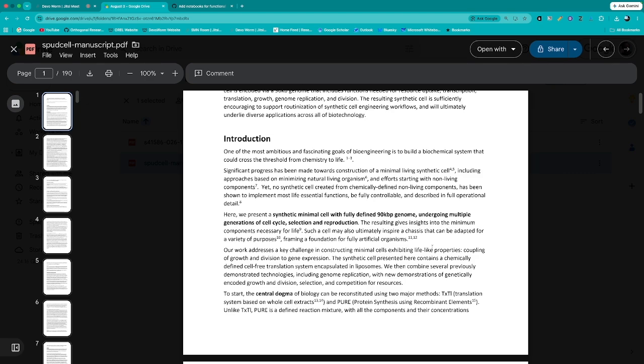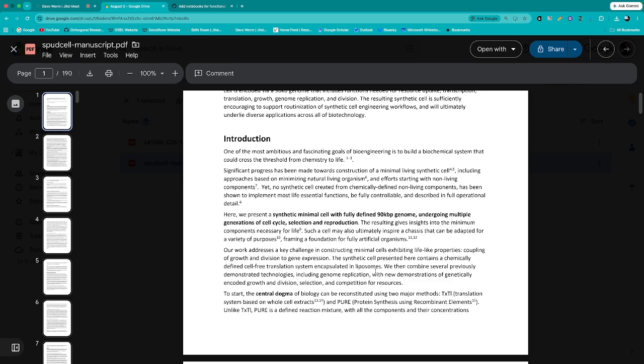with that machinery. The synthetic cell presented here contains a chemically defined cell-free translation system encapsulated in liposomes. We then combine several previously demonstrated technologies, including genome replication, with new demonstrations of genetically encoded growth and division, selection, and competition for resources. So they talk about how they essentially reconstitute the central dogma of biology. And they say they do this using two major methods.